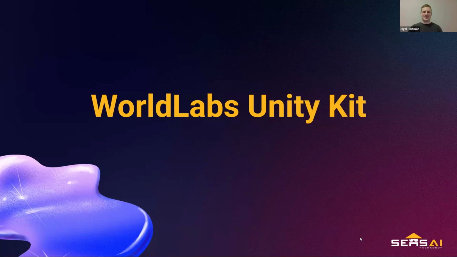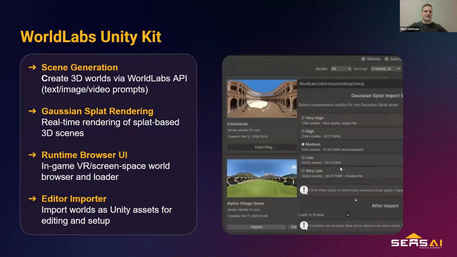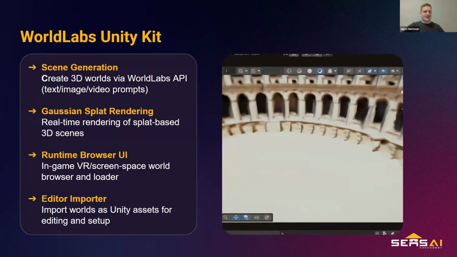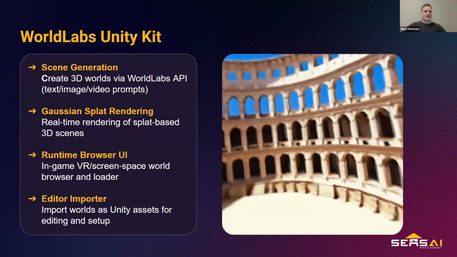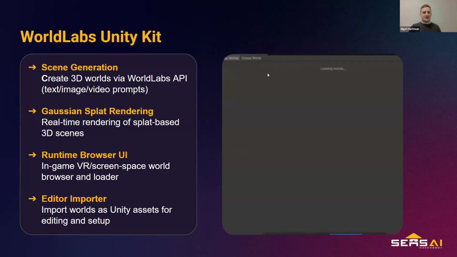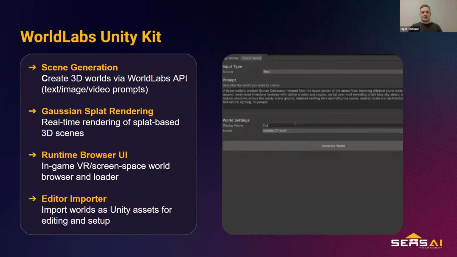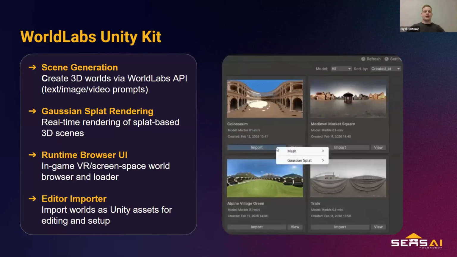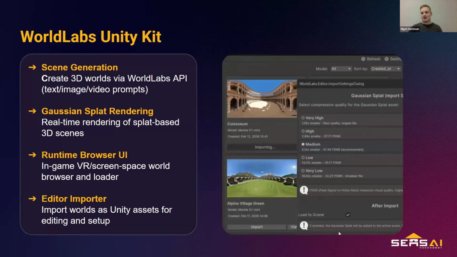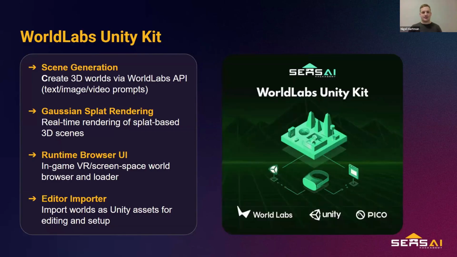Let's directly jump into the World Labs Unity kit we created. I will just directly share with you what you can do with it. It gives you the opportunity to create 3D worlds with the World Labs API directly from inside Unity. You're able to create worlds and load worlds from within the runtime of Unity, for example, on an XR headset or on an emulator like the new Pico emulator.